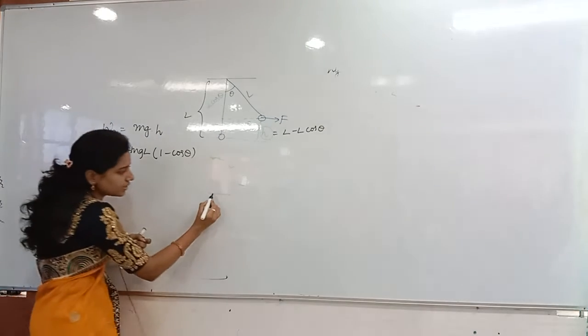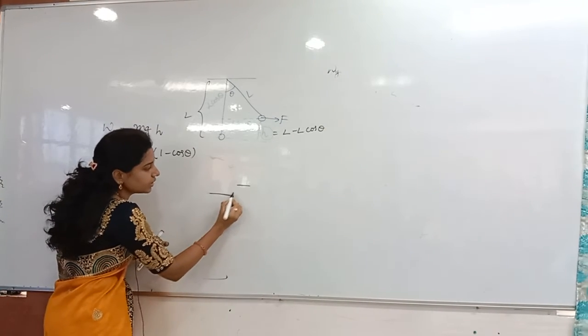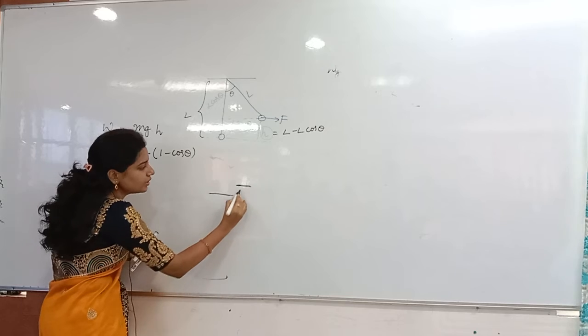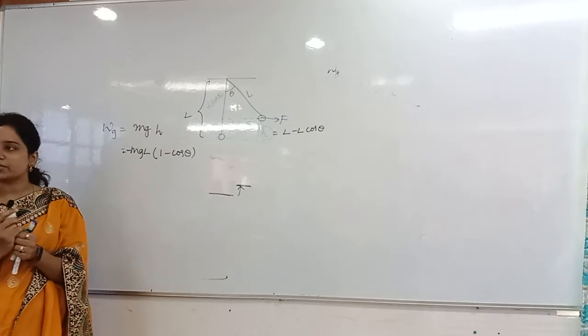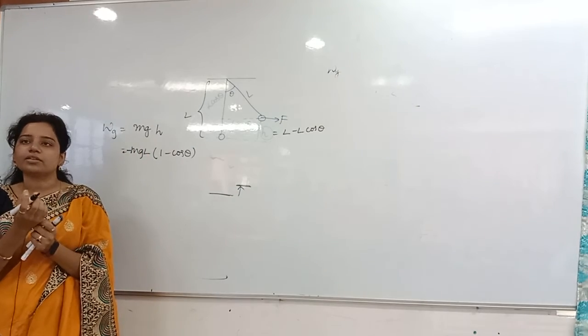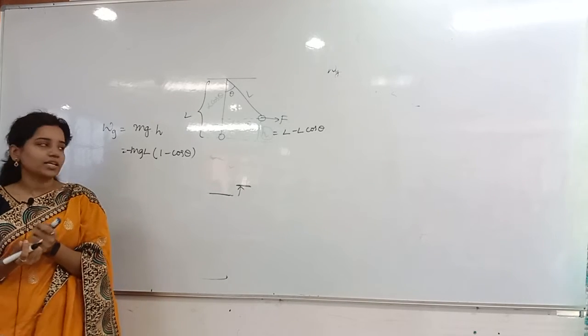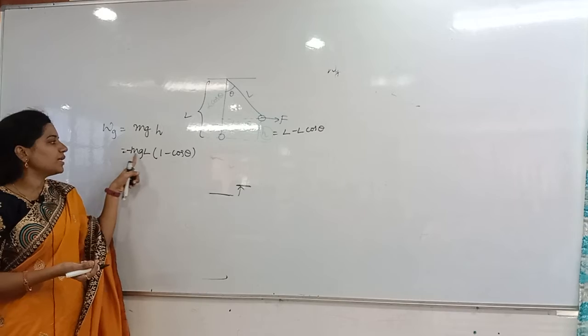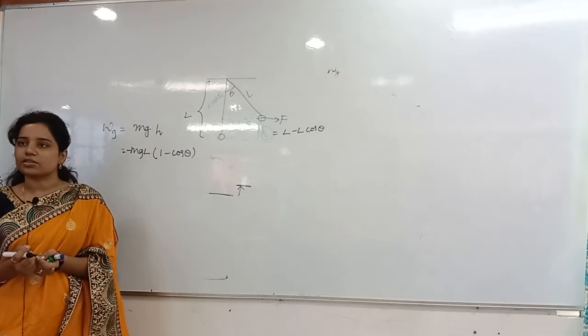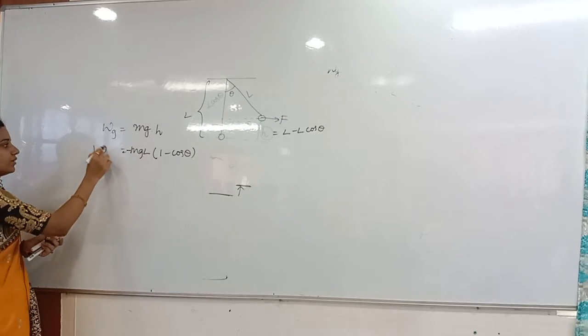Understand here? See these lines, I am showing this one is the initial, this one is the final, nothing but the displacement is in the upward direction. It is gaining height in the upward direction. But the gravity is acting in which direction? Downward direction. So that is why we got minus mgl into 1 minus cos theta. That is the work done by the gravity.